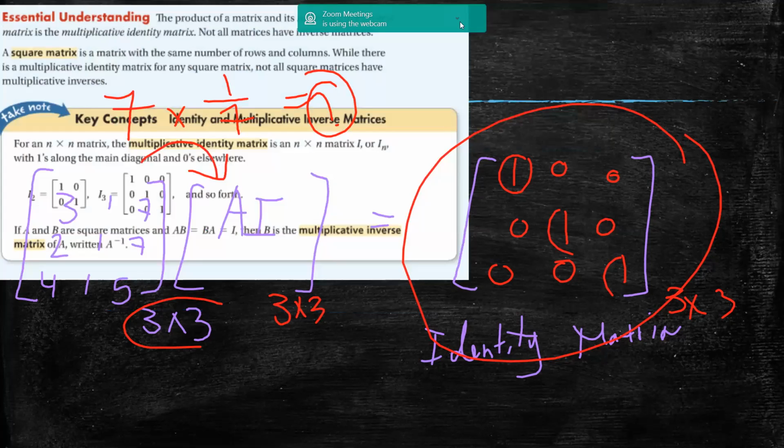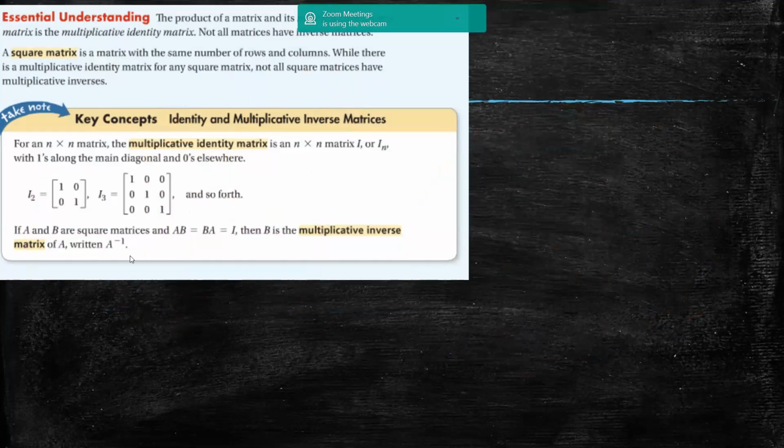So the product of a matrix and its multiplicative inverse matrix is the multiplicative identity matrix. The product of a matrix times an inverse is the identity matrix. And not all matrices have inverse matrices. As I told you, it must be an n by n, a square matrix. A square matrix is a matrix with the same number of rows and columns. While there's a multiplicative identity matrix for any square matrix, not all square matrices have a multiplicative inverse.